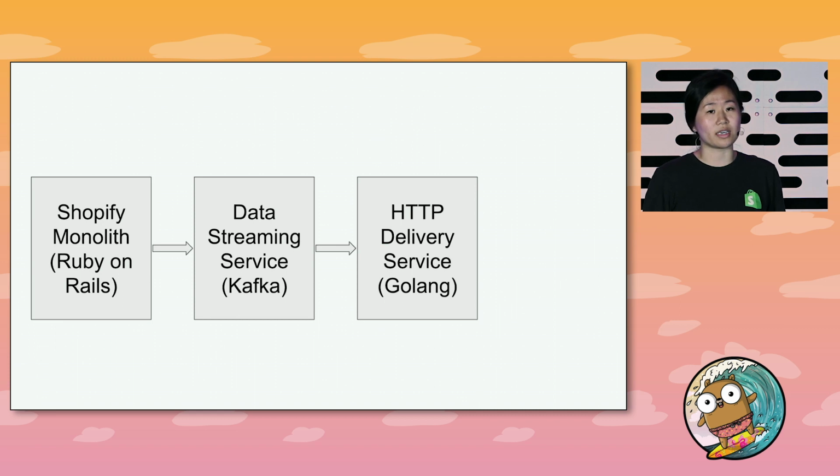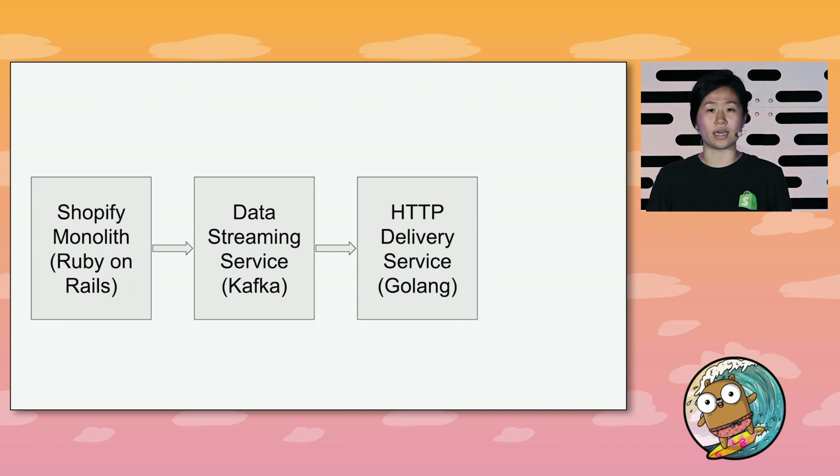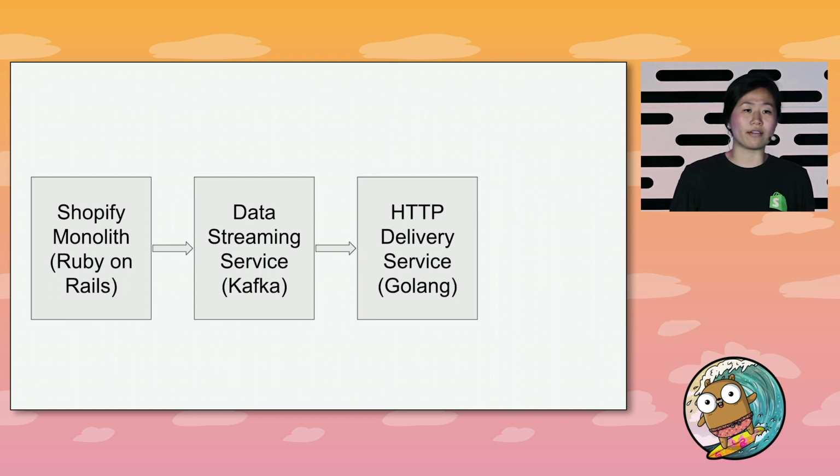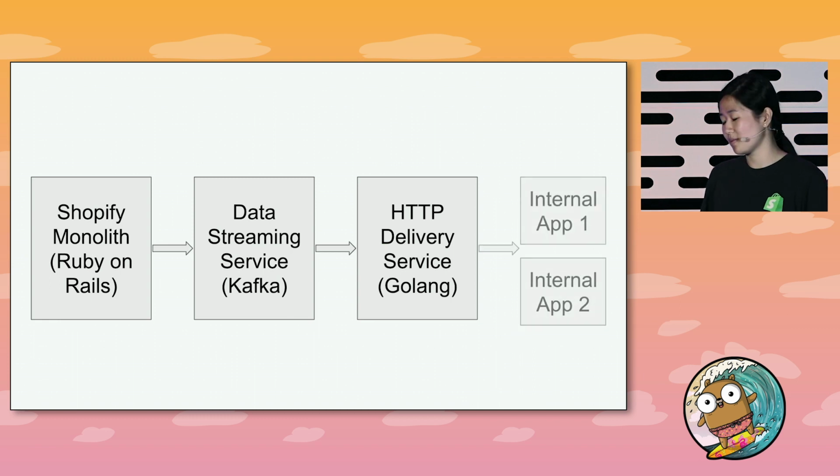And this is another very simplified diagram of how it works. So we have the monolith, we write the payload, the URL, and the headers to the data streaming service. In this case, it's Kafka. And the HTTP delivery service listens to those requests and then sends them to the downstream app. After we had written it, we thought, well, it's a good idea to beta test this first, right? So we selected a few internal apps to minimize the impact.